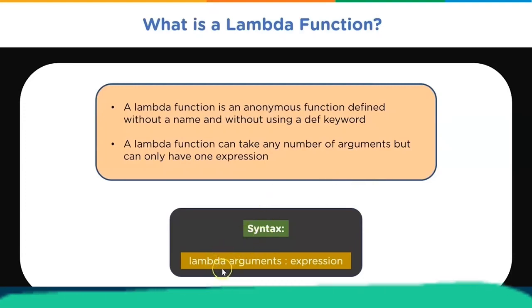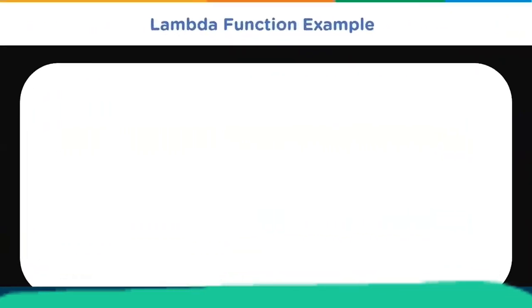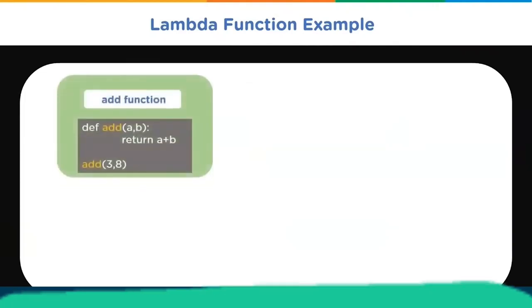So here we have the syntax for the lambda function. We use the lambda keyword followed by the arguments, and then we have a colon. After that we have the expression that we want to evaluate. Cool. Now moving ahead, let's look at an example of using a lambda function in Python.